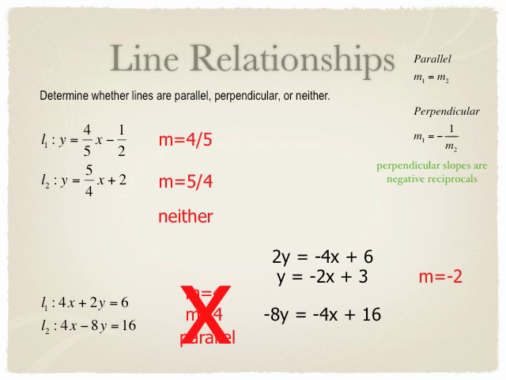Start out by subtracting 4x from both sides. So I'm halfway there. Now I need to divide by negative 8. So I get y equals, now negative 4 divided by negative 8 is positive 1/2, or positive 0.5x. 16 divided by negative 8 is negative 2. So the slope is 0.5, which is 1/2.